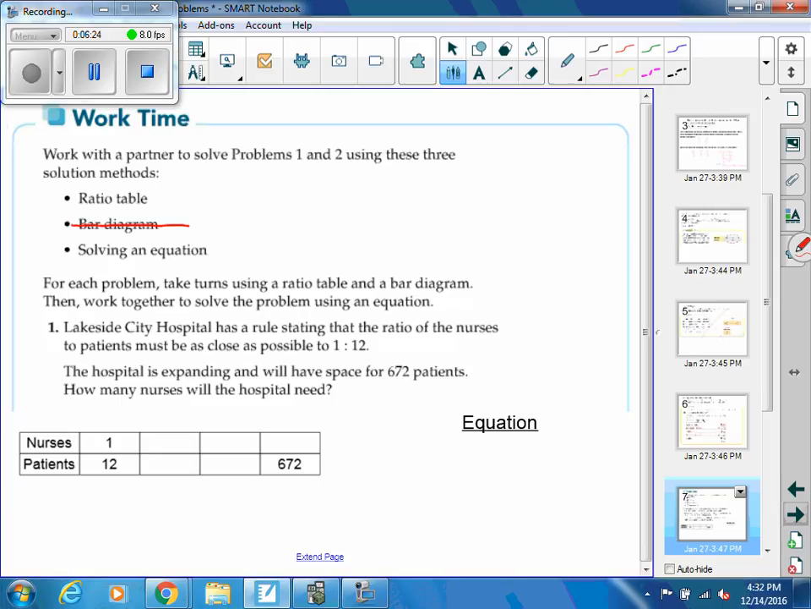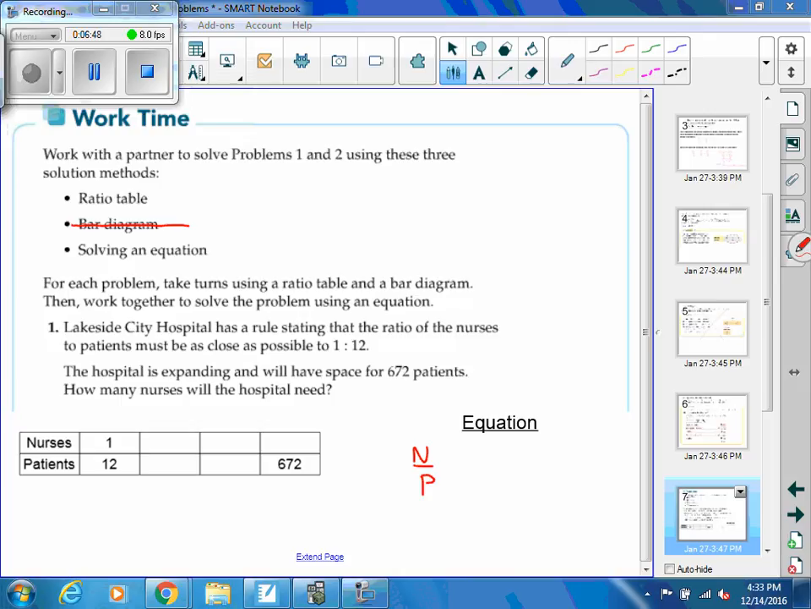Okay. Well, if I look at my table here and what I already know, 1 nurse to 12 patients, and I know that we want to have 672 patients. Well, you could do some stuff and get some more values in your table, or we could just go to the equation. Okay. So we're doing nurses over patients.